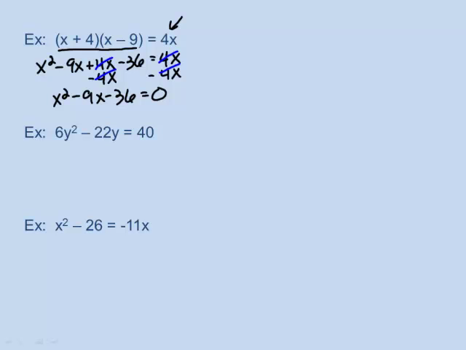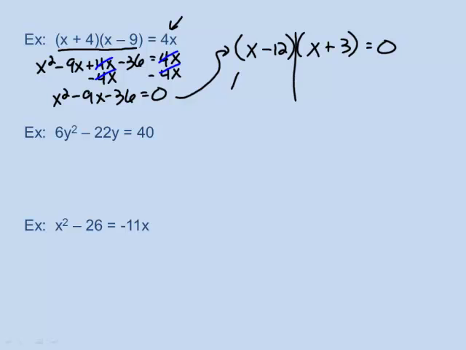All right, now my goal is to factor my left-hand side. So I want factors of negative 36 that add to give negative 9. And that's an easier trinomial, so I can go ahead and just throw those in my groups. Factors of negative 36 that add to give negative 9 are negative 12 and positive 3. So set each factor equal to 0.